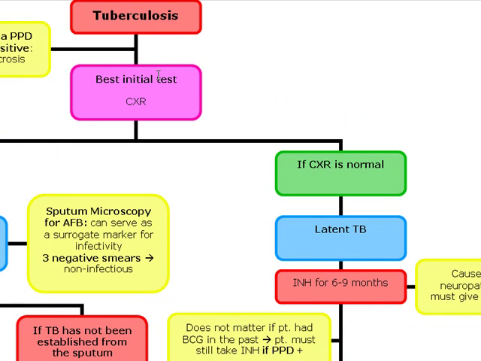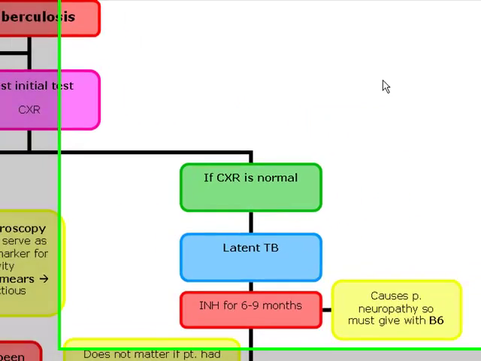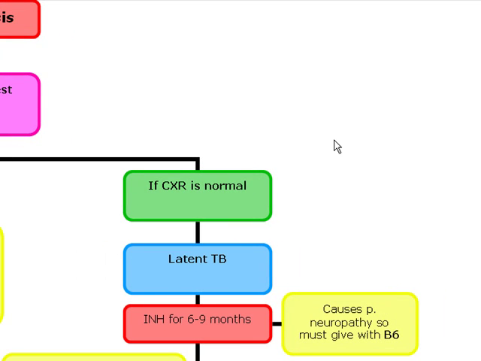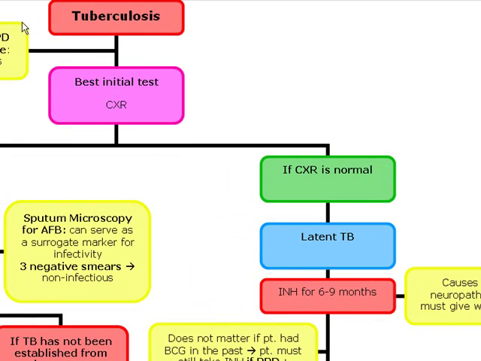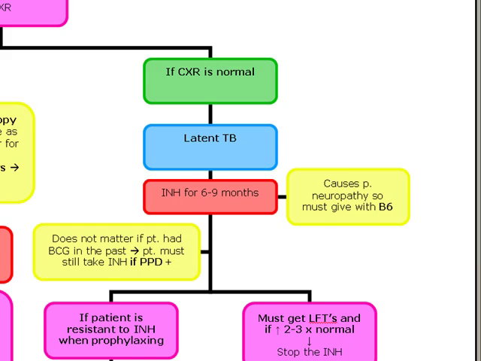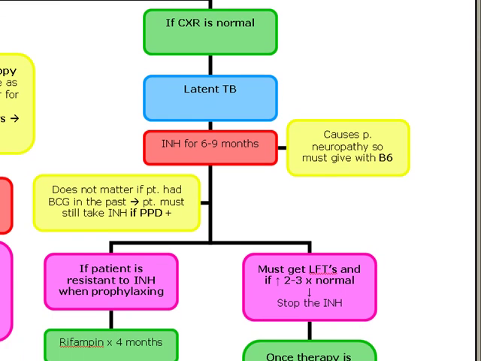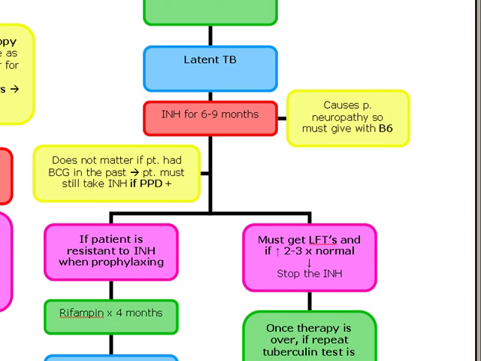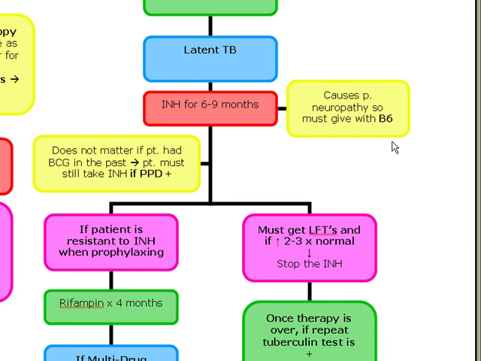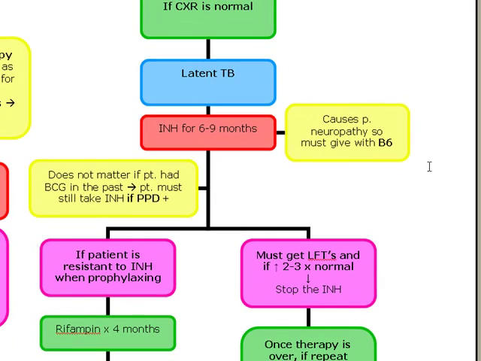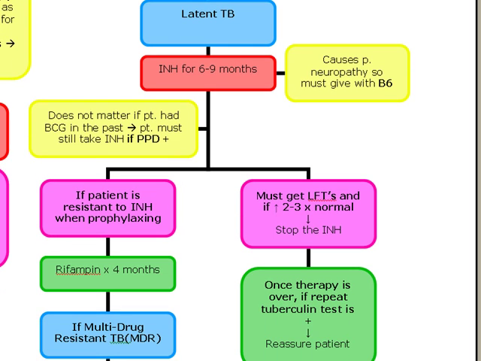Now, we said our best initial test when we're suspecting TB is chest x-ray, right? What if the chest x-ray is normal? If the chest x-ray is normal, this can be a latent TB. So if the PPD was positive and the patient had a chest x-ray that's normal, this is the latent TB, and what we're going to do is we're going to give INH for 6 to 9 months in these patients. INH can cause a peripheral neuropathy as a side effect, so you remember you have to give B6 pyridoxine as an adjunct with the INH.